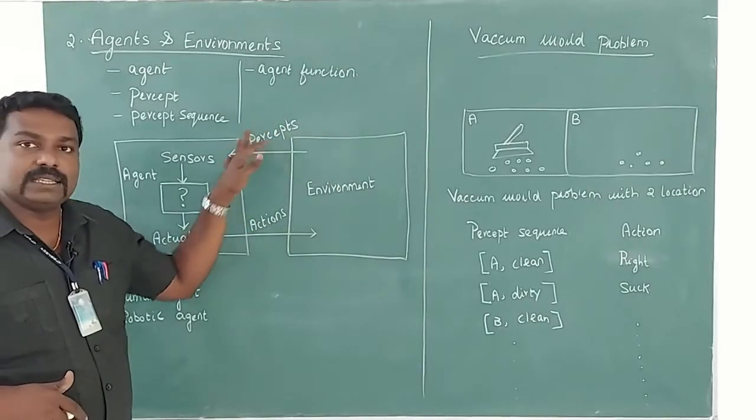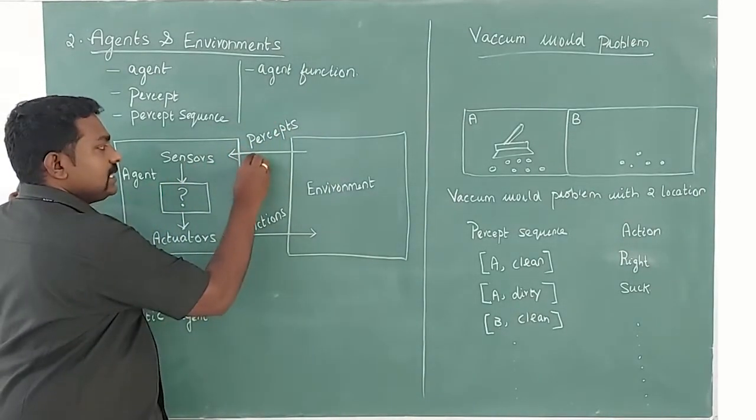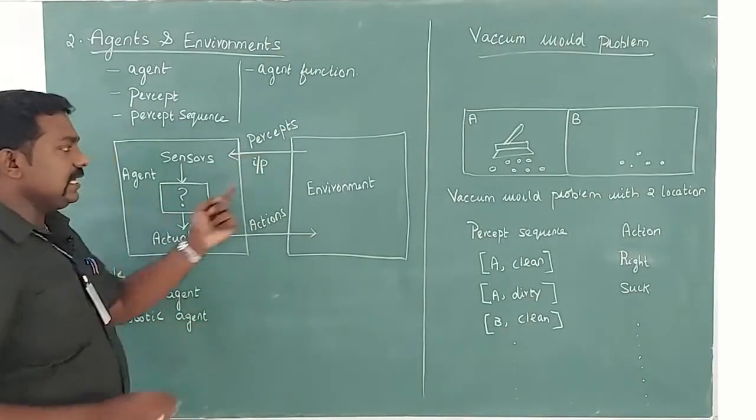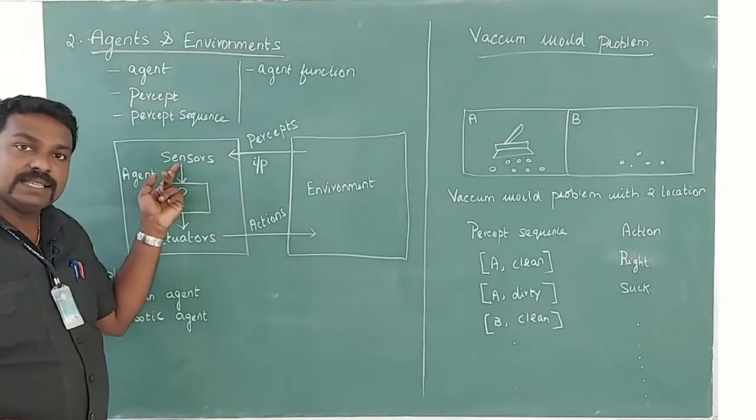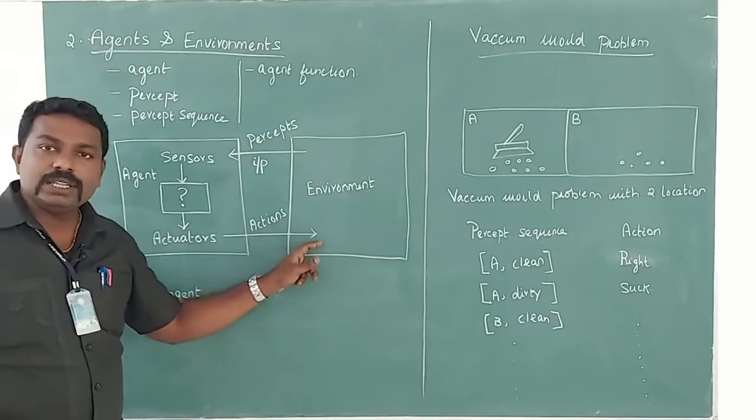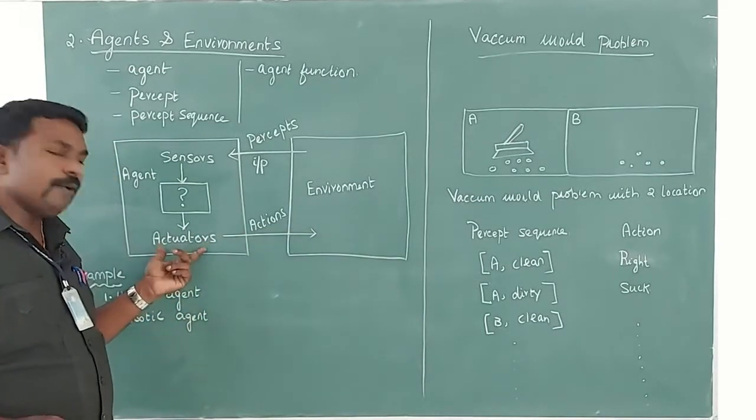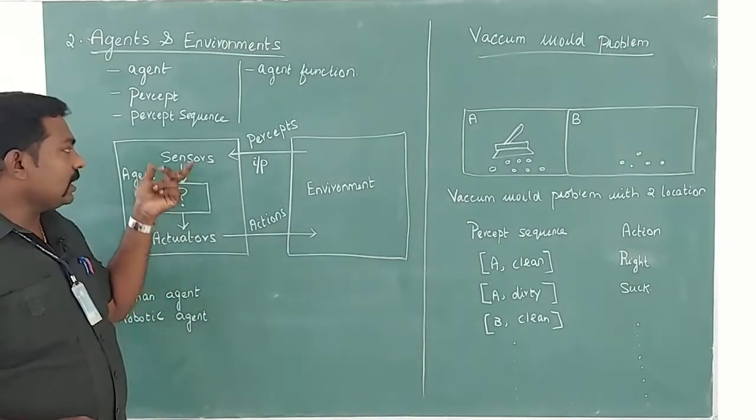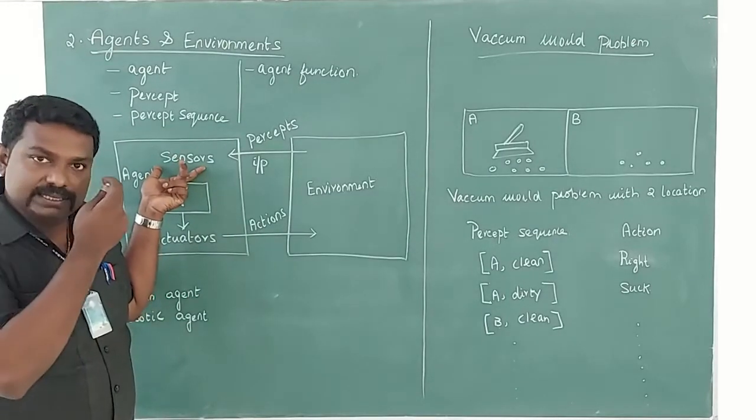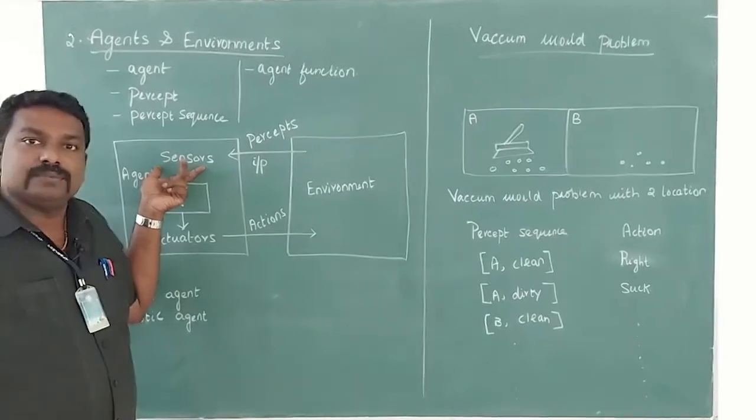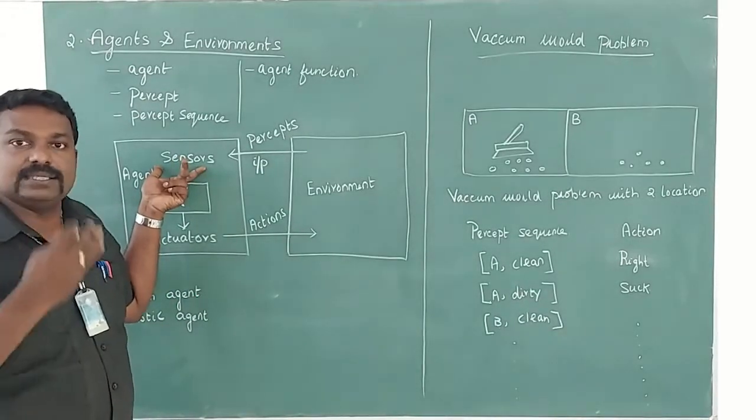So, percept is nothing but input. The agent is the one that gets the input from the environment with the help of sensors and acts back on the environment with the help of actuators. So, what are sensors? Sensors are nothing but input. For example, eyes, which capture the scene we see, right? So, eyes are the sensors.